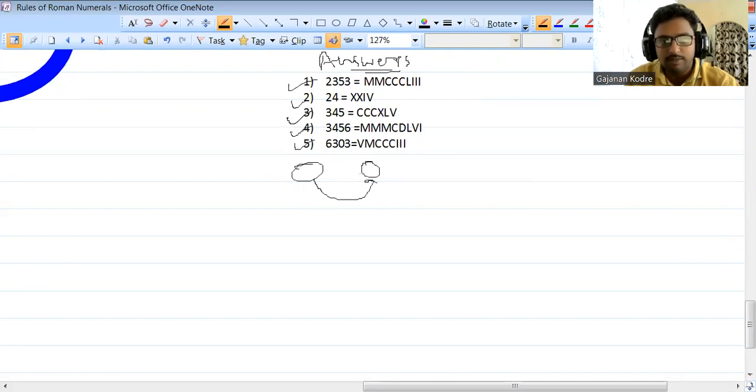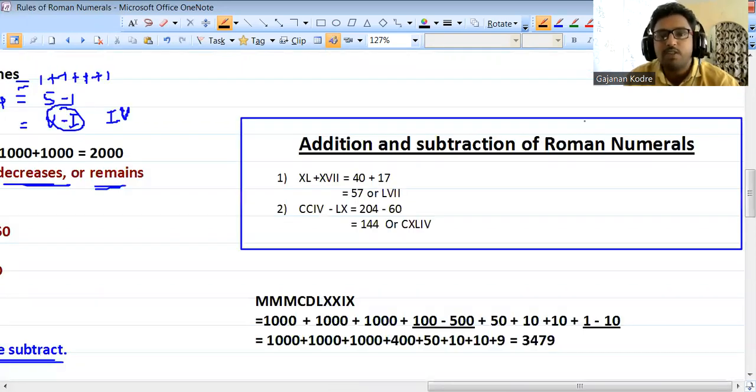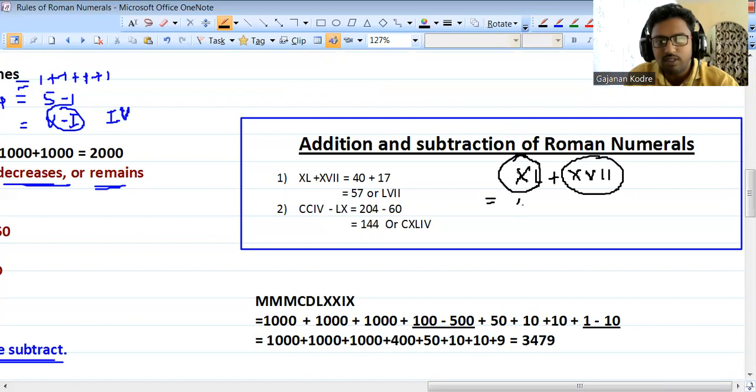Now we'll be discussing the last point of this topic, that is addition and subtraction of Roman numerals. So how to solve this? Very simple. Look, here a simple problem is given: XL plus XVII. So what do we have to do? Basically convert this Roman numeral into Indian numbers. How much is XL? 40. XV II means 10 plus 5 plus 2, 17.